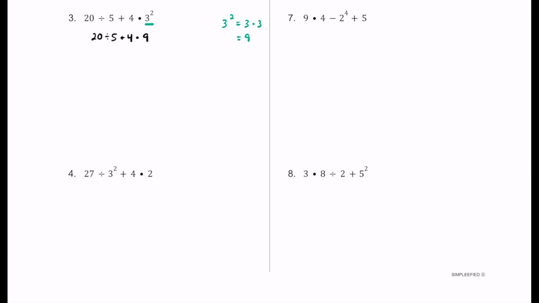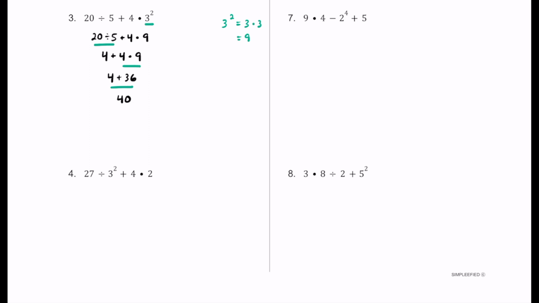Okay, so we have 3 operations left. Division and multiplication are tied, but division is to the left, so it gets to go first. 20 divided by 5 is equal to 4, so we have 4 plus 4 multiplied by 9. Between addition and multiplication, multiplication gets to go first. 4 times 9 is 36, so we have 4 plus 36. 4 plus 36 is equal to 40.